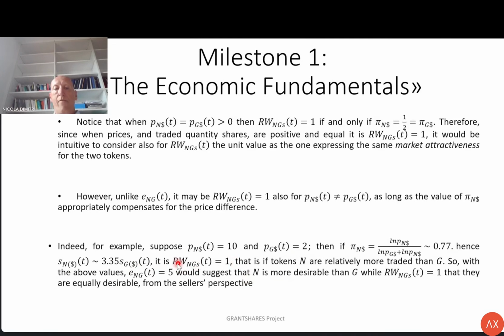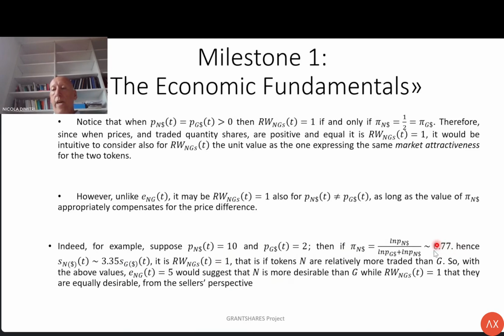Then you could still have the indicator equal to 1. So in other words, prices could be different. But if one of the two tokens is traded more than the other, this difference in price could be more than compensated and come up with a value of the indicator equal to 1, meaning that according to the sellers, okay, we could claim that these two tokens are equally desirable in some sense, okay?